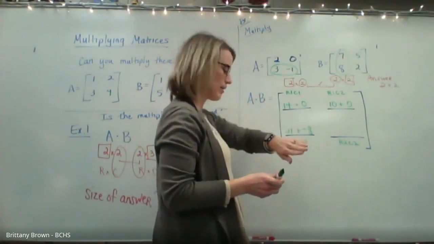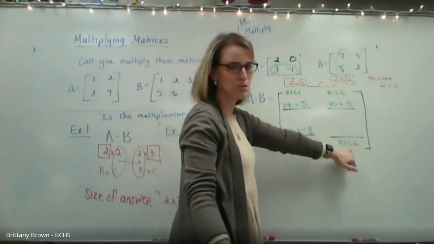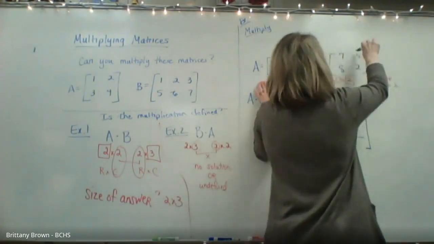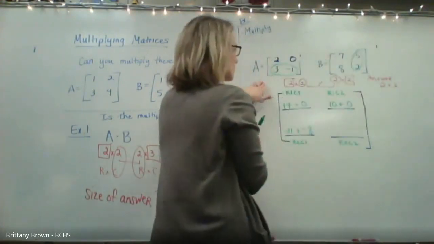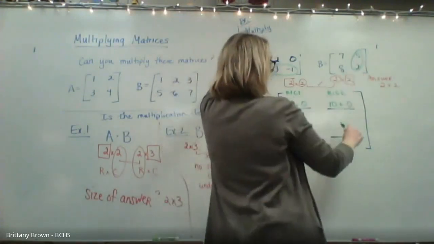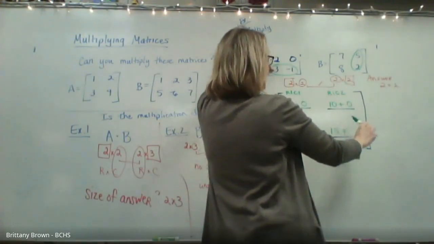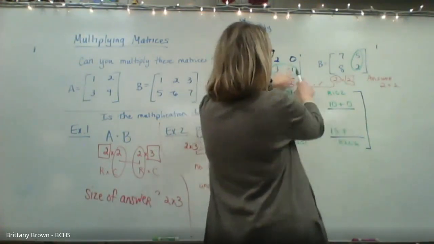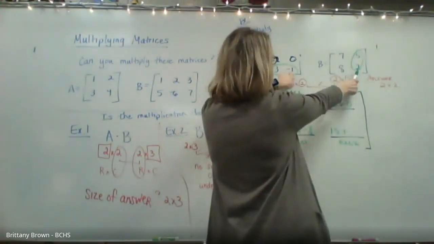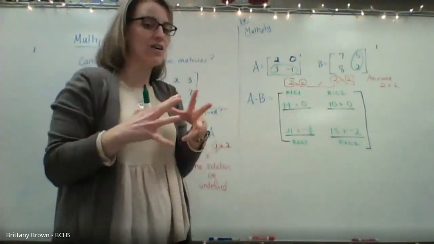The only thing we got to do now is the last thing. Row 2 times column 2. So I want row 2 and then column 2 from B. All right, here we go. So 3 times 5 is 15. First element times the first element in each. Plus, and notice I'm always adding. -1 is the next element in the row. Times 2 is the next element in the column. So that's -2.